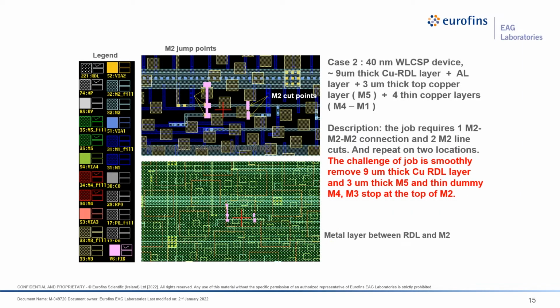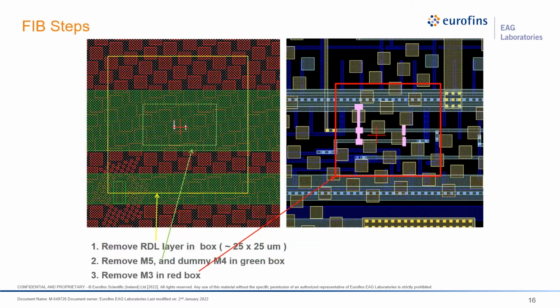All right, so this is a second case. It's like the first case, but slightly different in that this one has a 9-micron thick copper RDL layer on it. So the redistribution layer is quite thick, and this can be quite a challenge if your planning or your tool or engineer are not quite up to the job. So what we're able to do is remove this 9-micron thick copper RDL layer and then go down to the lower layers in a reasonable time frame with a high success rate. And then we can cut the M2 points that we want to do and make jumps between M2. So in order to do this, we again had to take the GDS2 file, make a plan and a strategy that would give us the highest chance of success.